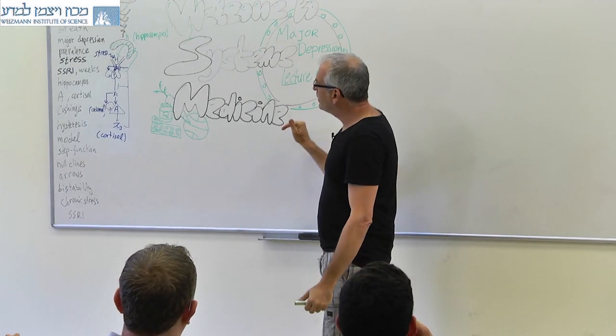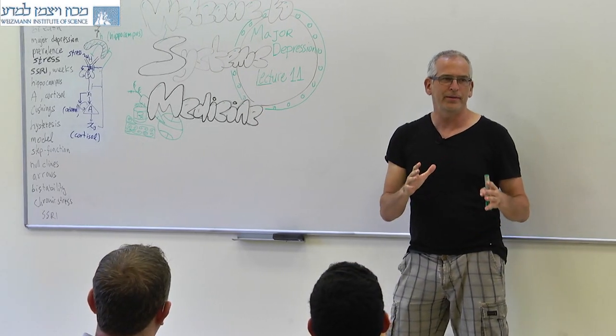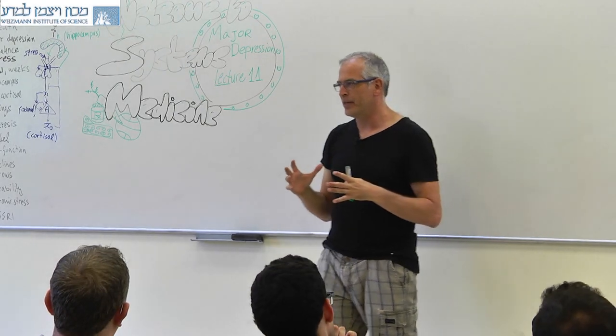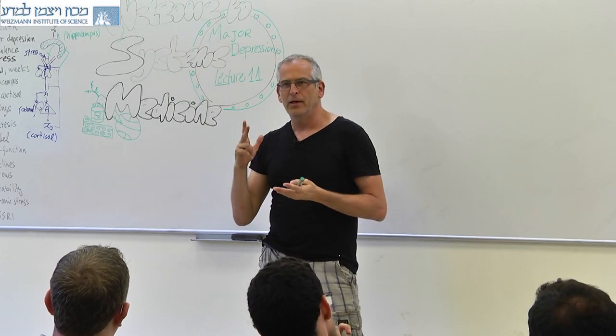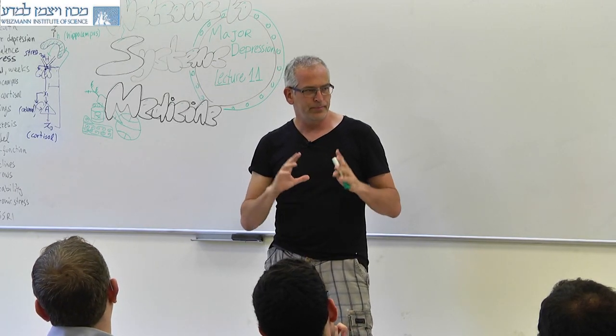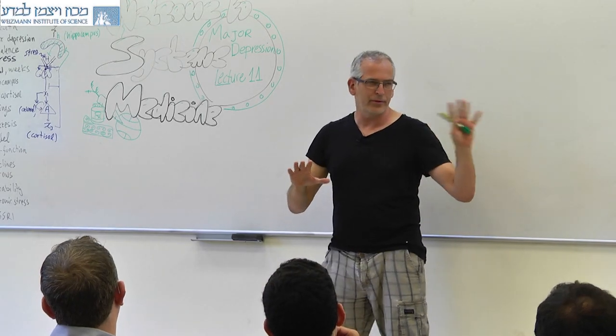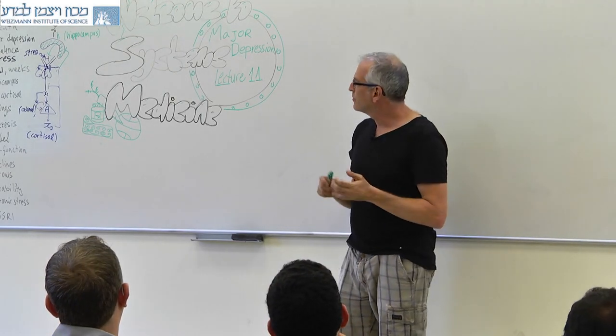It's known that depression is a stress-related disease, so it often happens after a stressful event like a death, a loss, physical abuse, sexual abuse. But it can last a long time after the stress is gone. So it's a stress-related disease.